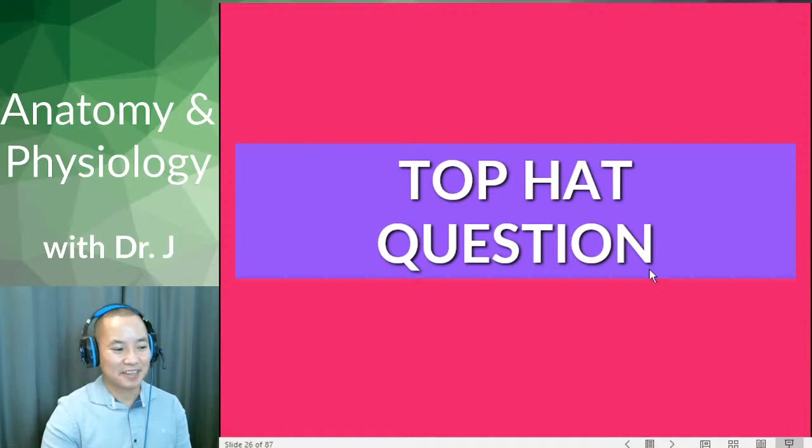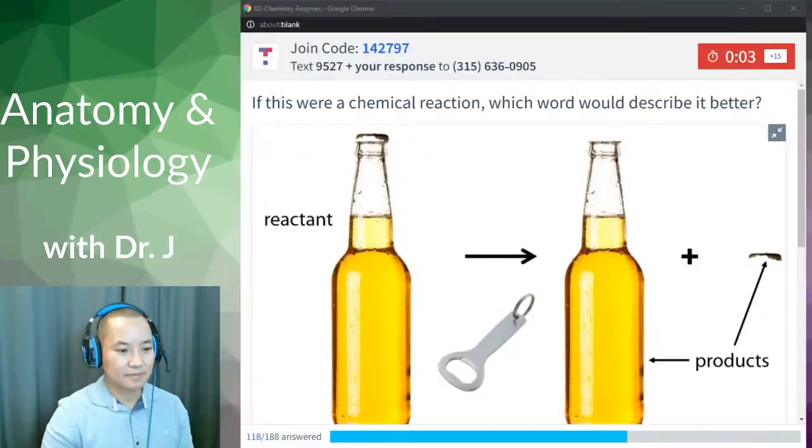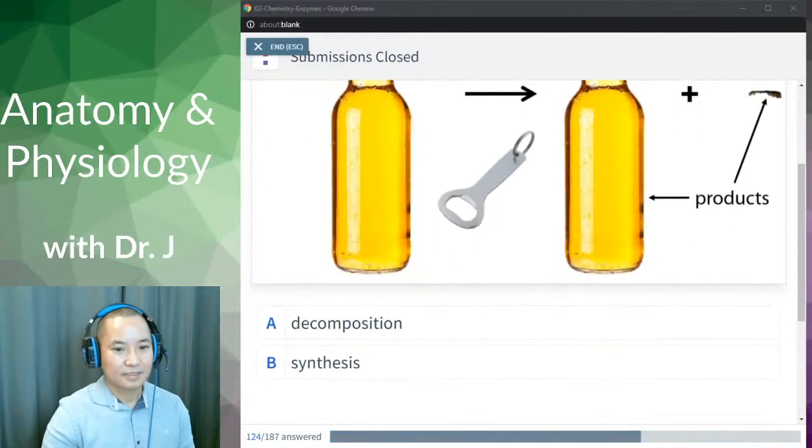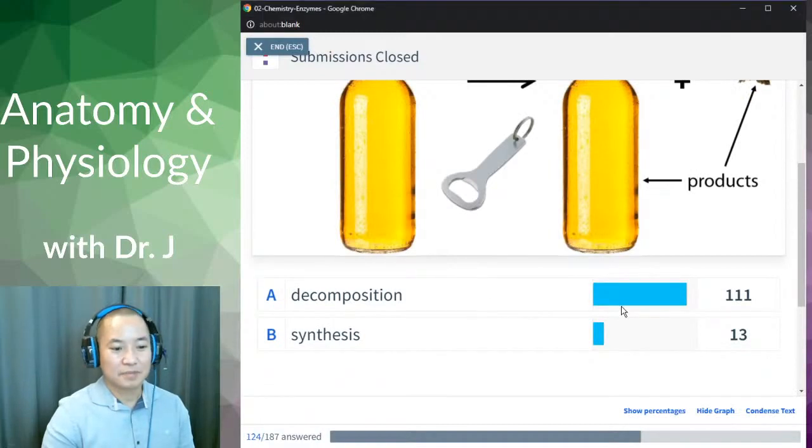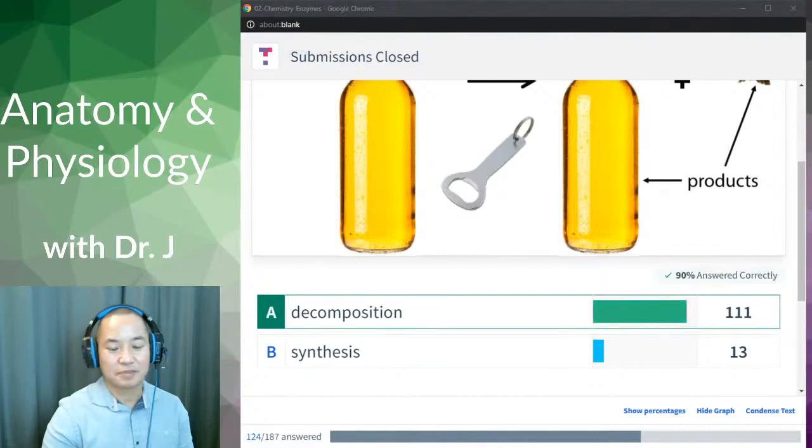Let's go to Top Hat. So let's use this analogy. If this were a chemical reaction, which word would describe it better? Decomposition or synthesis? Okay, let's see what everyone said. So it seems like the majority of you said it's decomposition, and the majority of you would be right.